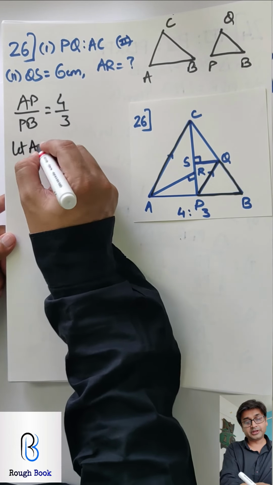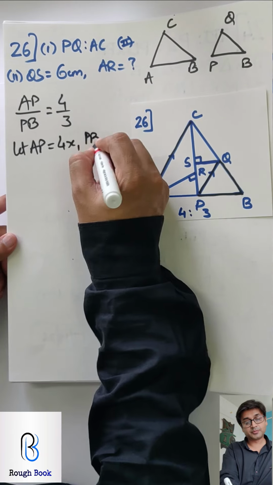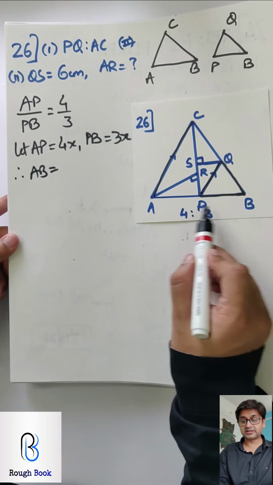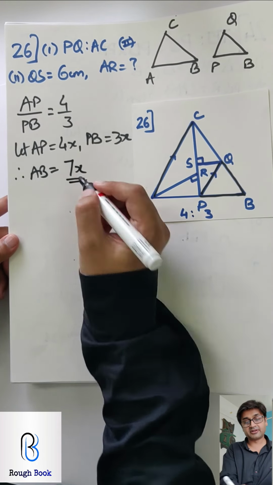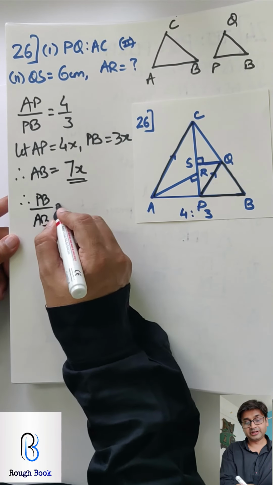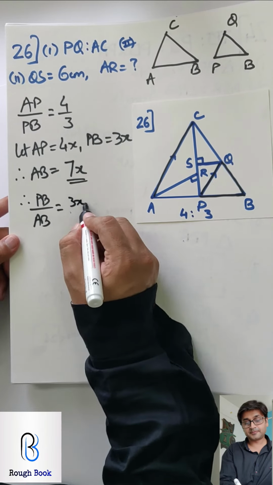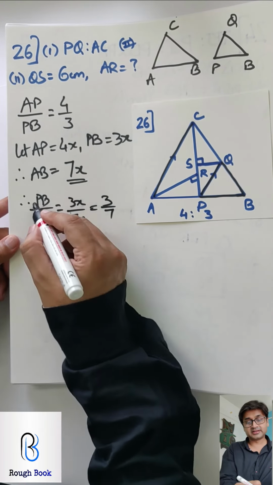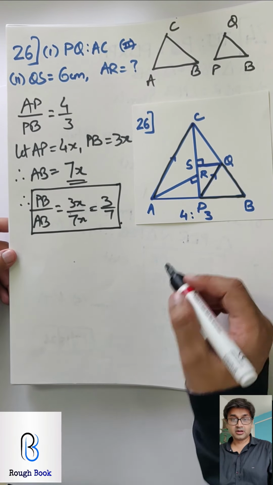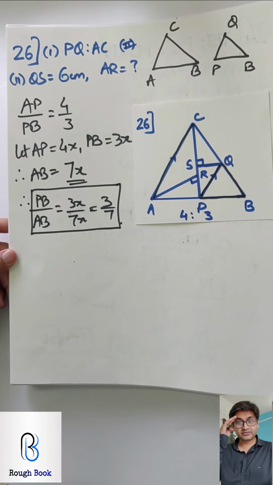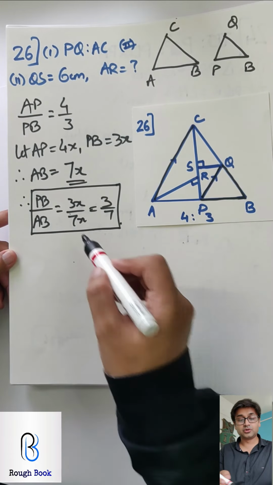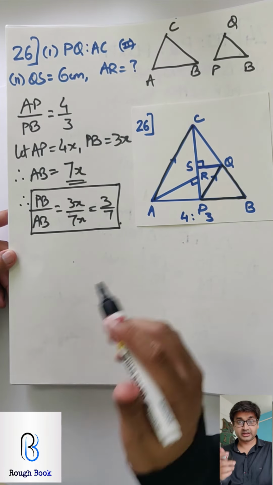And then you say let AP be 4x. So PB will be 3x. Therefore AB, see this is 4x, 3x, so entire AB becomes 7x. And therefore PB upon AB, that is what we need. So PB is 3x and AB is 7x, 3 by 7. So we managed to get PB upon AB. This is called X method. We are calling it as X method, so that always we can understand that when parts are given like this and you want full PB upon AB, you can use the X method. Very important, don't forget that, okay?